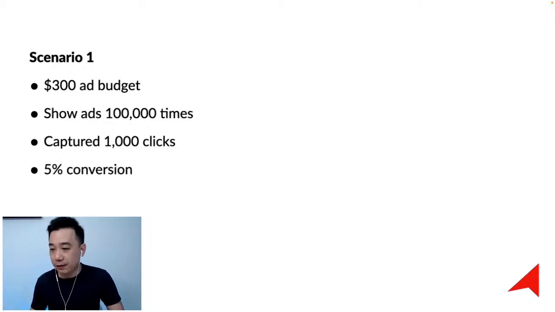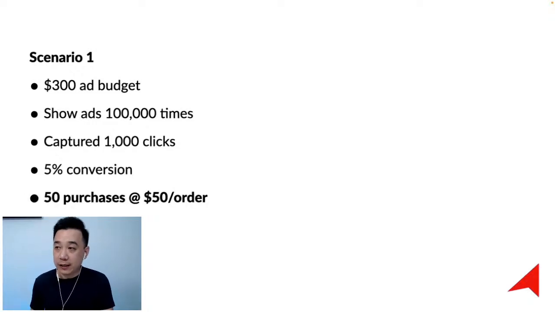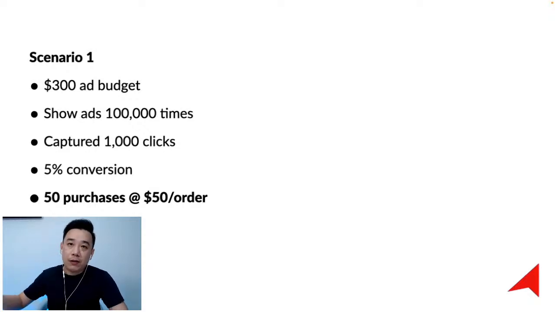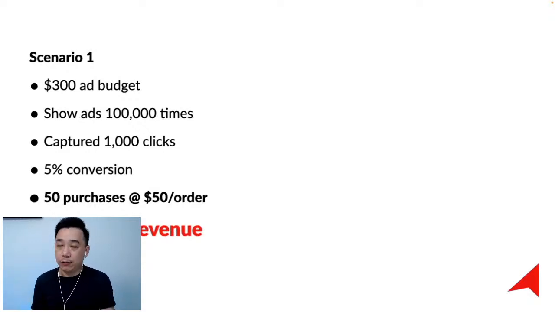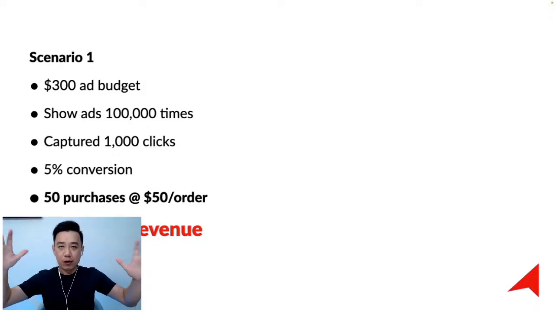So let's say 5% of them bought something from the website. That makes 50 purchases. All right, 5% out of 1,000, that's 50 purchases. And let's say each order you make $50 in revenue. So that makes you $2,005 in revenue. To a lot of people, this is fantastic already. Because what's the ROAS? Almost 10, right? You spend $300, you get $2,005 in revenue. That's awesome. The next question you should be asking is, how can I spend more? How can I make more, right?